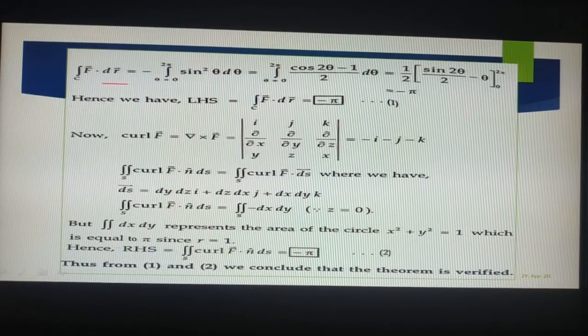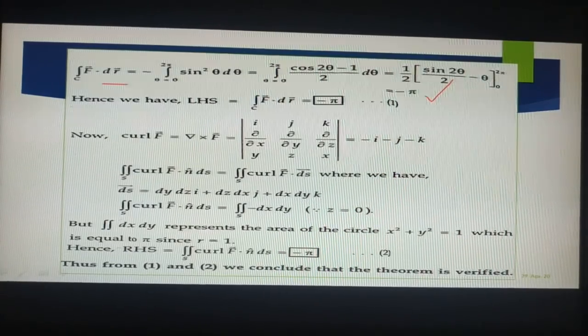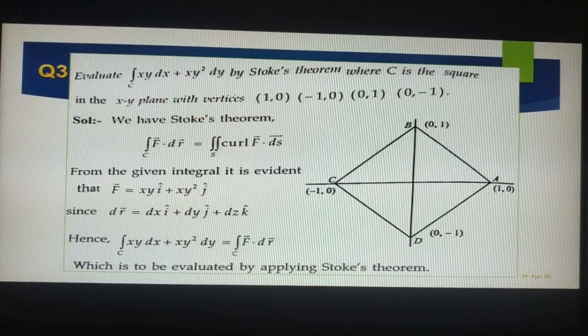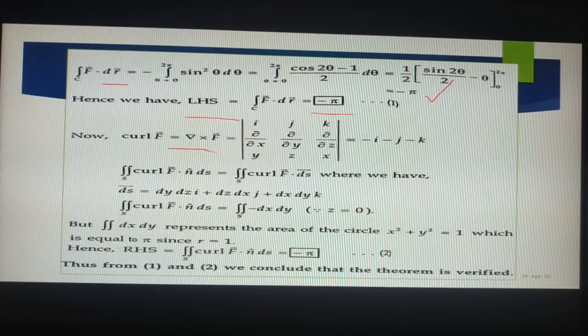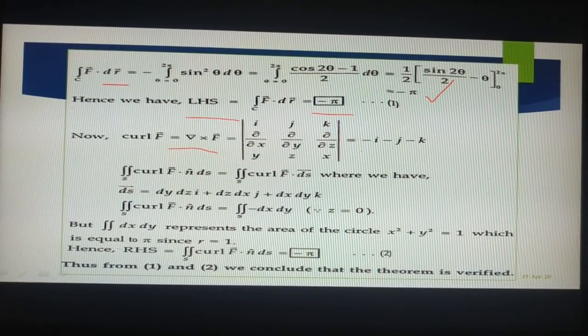If you just integrate this, sin square theta means 1 minus cos 2 theta by 2. So just integrate and apply the limits, and we got minus pi here. So we have our LHS as minus pi. What exactly do we need to find out? We have to find it by the curl over the whole surface of the sphere. I should get the same result, isn't it? So we have to find del cross F bar, and what I got here is minus i minus j minus k, isn't it?